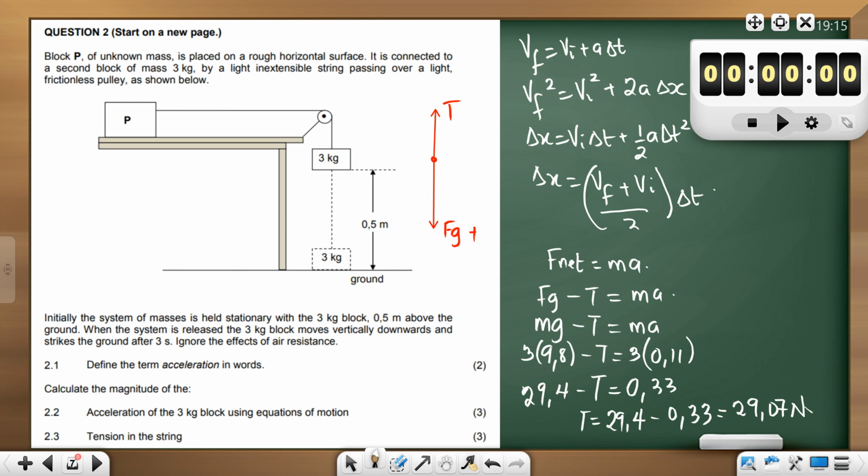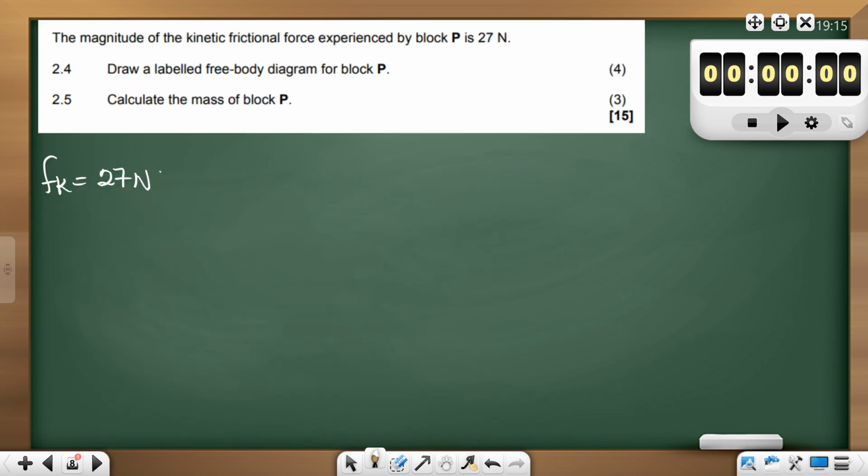Hello, everybody. Were we able to do the free body diagram on P? I think that's quite straightforward. How many forces did you draw? Normal, gravity, tension, and friction. That's a very basic one. Calculate the mass of the block. I don't think it's difficult once you have your free body diagram.